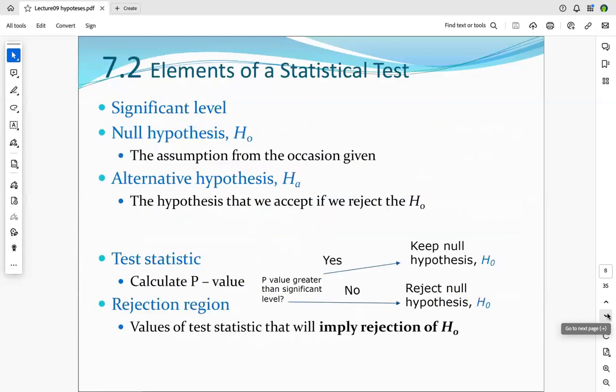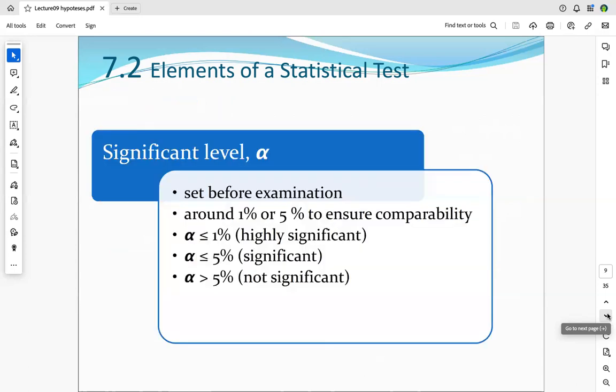First, we have to set the significance level before the experiment. Second, we have to set the null hypothesis, which is the assumption from the occasion given. The alternative is the other way around, where we reject the null hypothesis. And then, either you set your rejection region and then do the test statistic, or the other way around. So what is the significance level? It is what you set before the examination. Sometimes you call that the p-value.